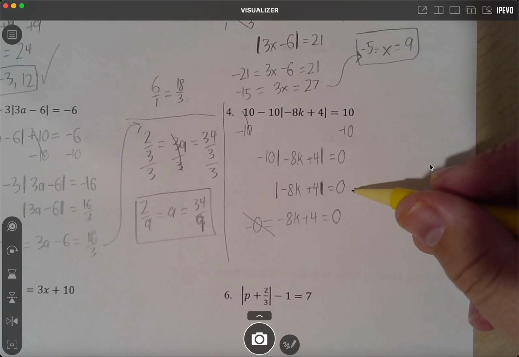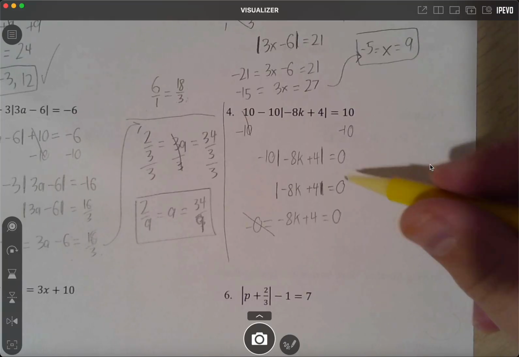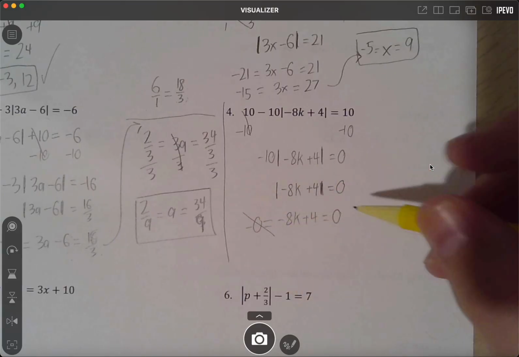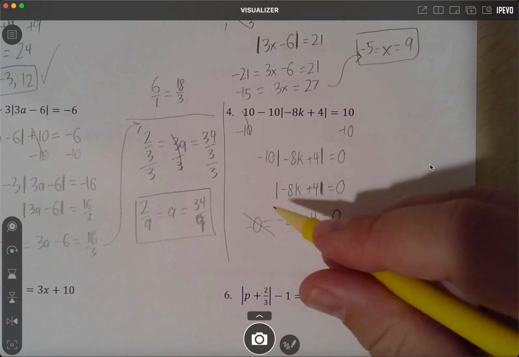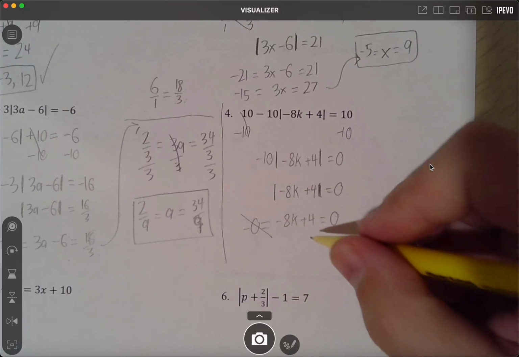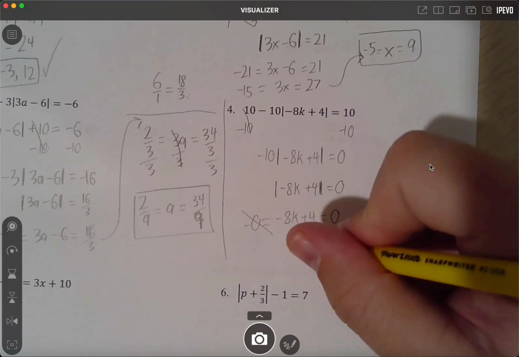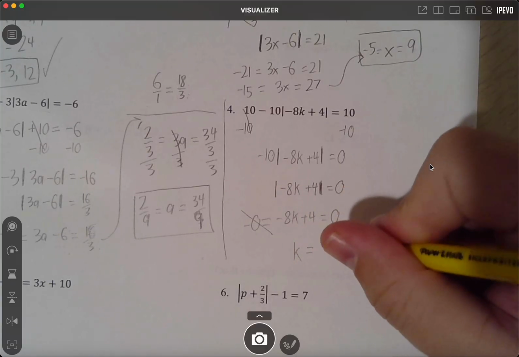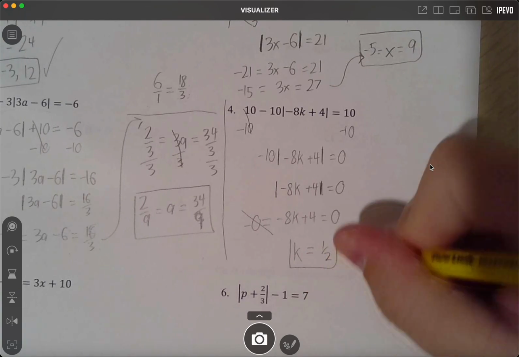Because 0, and this is a rare circumstance, because 0 is what's on the right of the absolute value, you actually don't need a second equation. But it was nice to write it. But again, we're just acknowledging, hey, -0, that's still just 0. So really, I'm just solving one problem here. Really quickly, if you subtract the 4 and divide by -8, you're going to end up with 1/2.